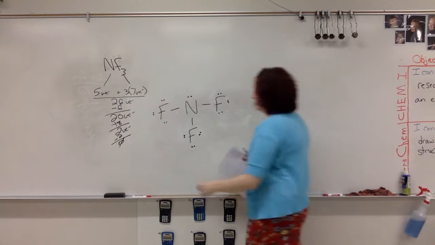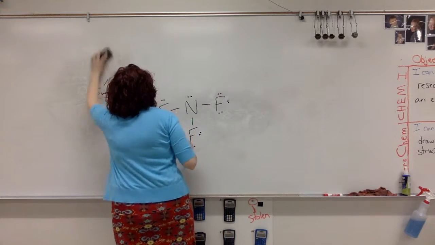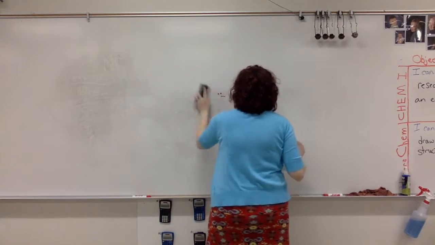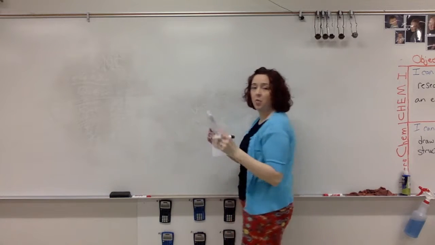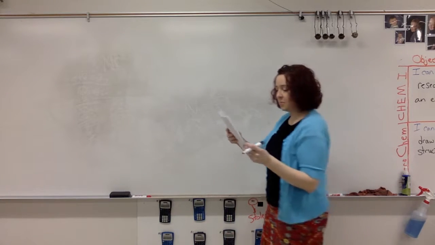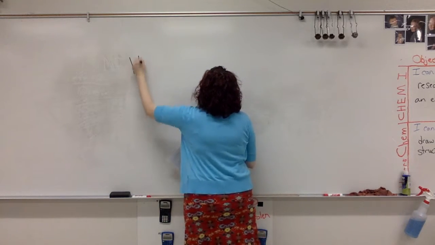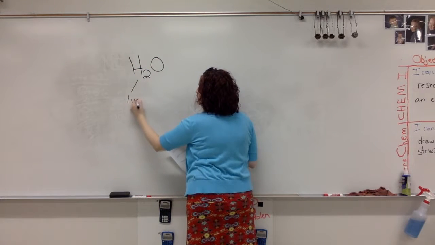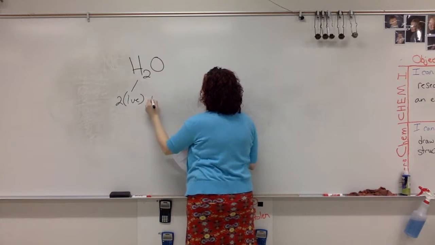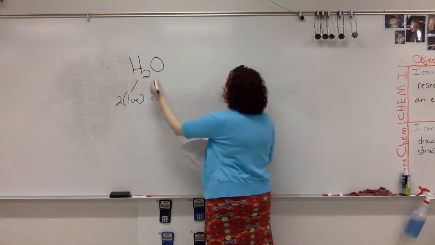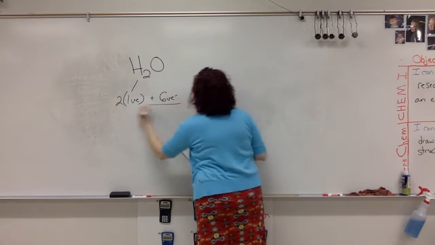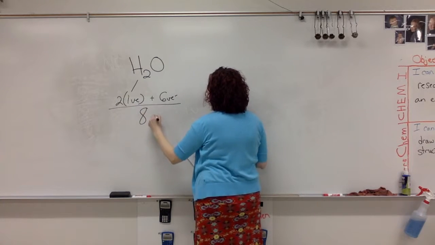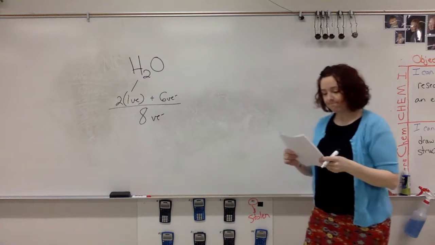Let's do water. All right, step 1, add together the number of valence electrons in each atom. Okay, so we have hydrogen, which has 1 valence electron, but we have 2 of them. So we're going to multiply that by 2. And then oxygen has 6 valence electrons. Add that together, you have 8.